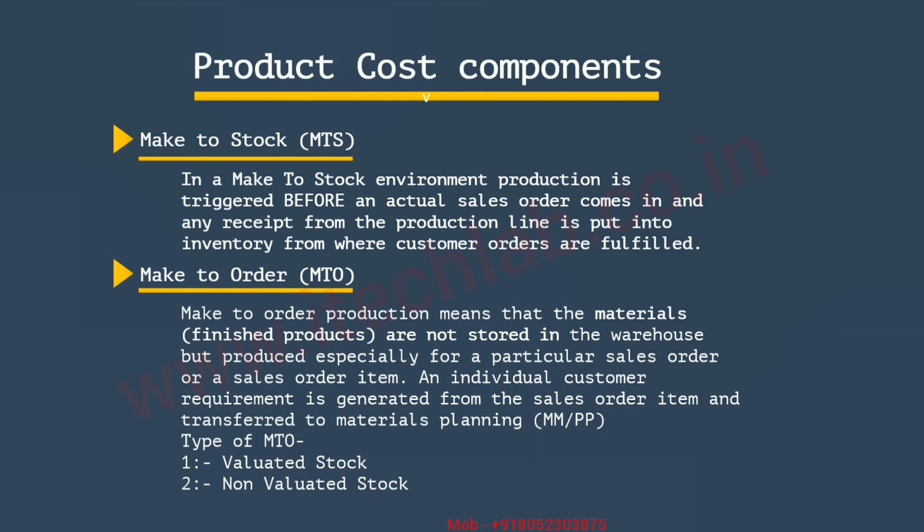So make to stock, what does it mean? Make to stock means that the manufacturer manufactures the goods and keeps them in the warehouse. When a sales order comes, stock can be used from the warehouse and delivered to the customer. It's a simple process, nothing too complicated. And make to order means a specific order is coming from a customer and it has to be manufactured according to their needs and specifications. We will cover both of these as examples.